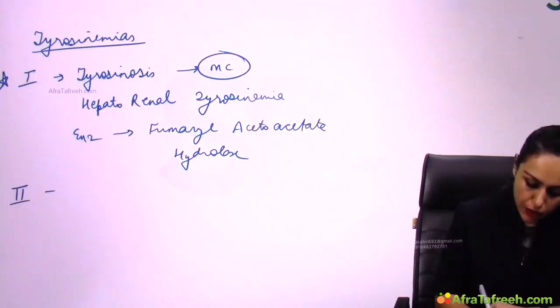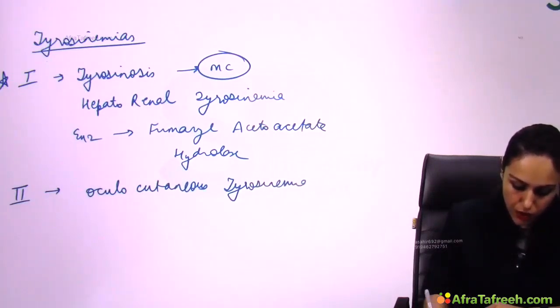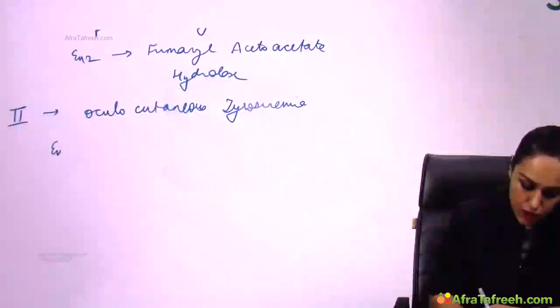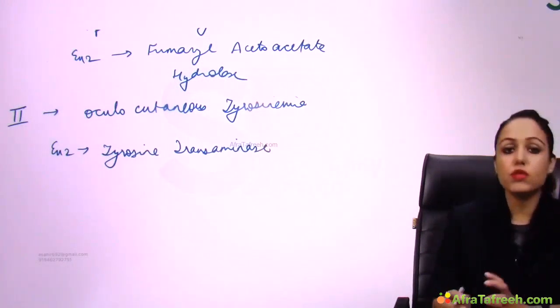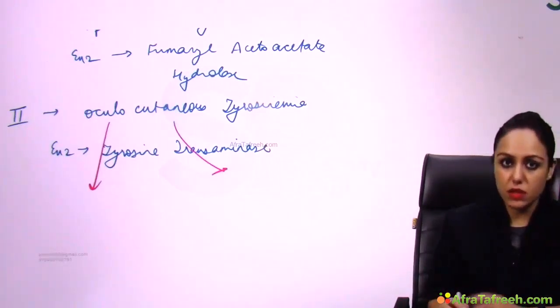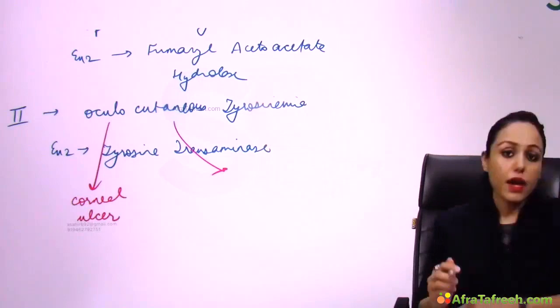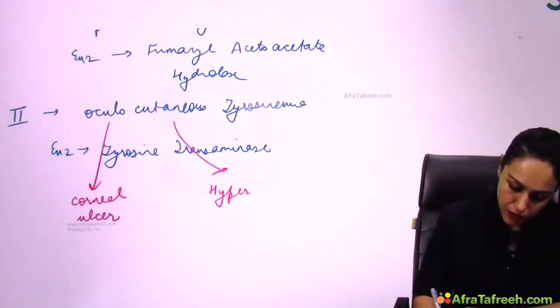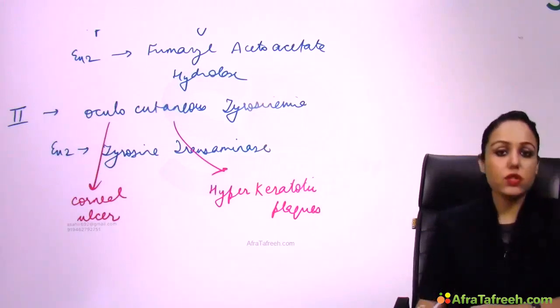Now type 2 tyrosinemia is also known as oculocutaneous tyrosinemia. Here eyes and skin are affected. The enzyme which is deficient here is tyrosine transaminase, which is the first enzyme of this catabolic pathway. When eyes are affected, mostly these patients have corneal ulcer, and because skin is affected, these patients have hyperkeratotic plaques. So this is type 2.